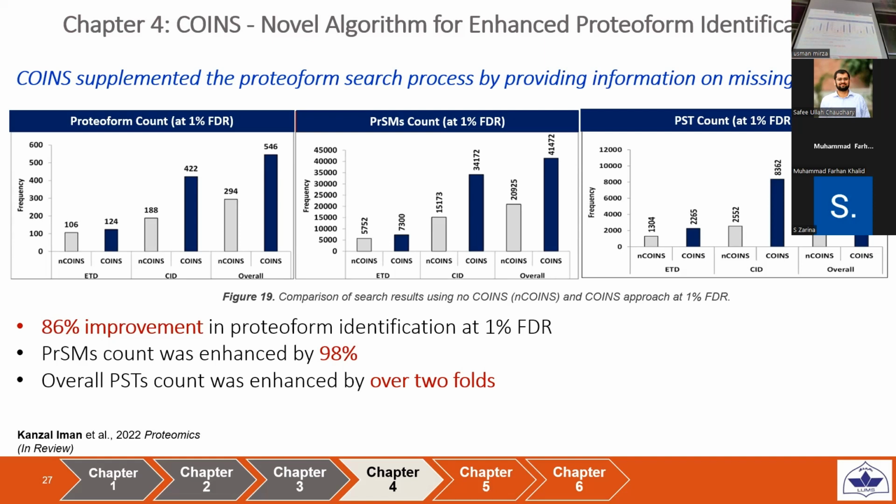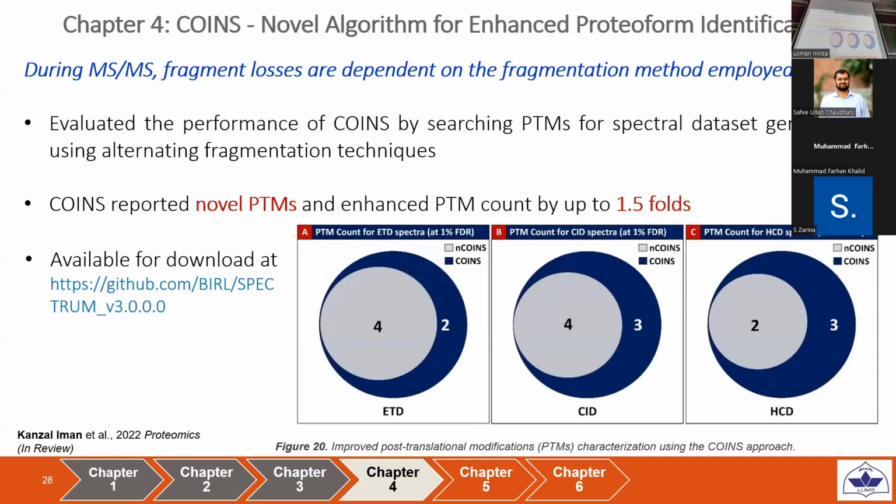So during MS, fragment losses are dependent on the fragmentation method which is employed. So for the spectral data set that was generated using alternate fragmentation methods, which incorporates ETD type of spectra, CID and HCD, Points has reported novel PTMs and enhanced the PTM count by up to 2-fold. Endpoints is basically the no-Points approach.